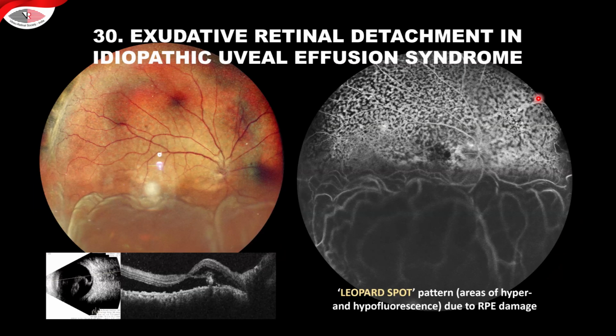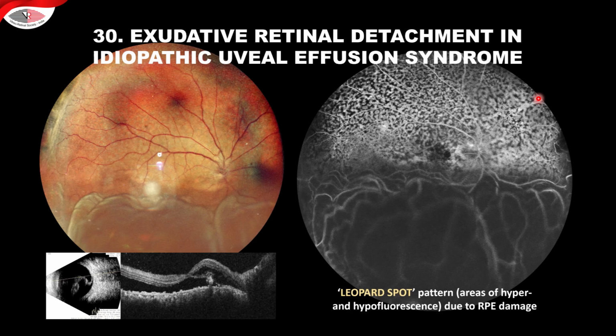Lastly, we come to exudative retinal detachment in idiopathic uveal effusion syndrome. You can see that clinically there's exudative detachments below with some subtle pigmentary alterations seen superiorly. But look at the angiogram where you can see that whole area, like a leopard spot pattern, areas of hyper and hypofluorescence due to extensive RPE damage in that area.